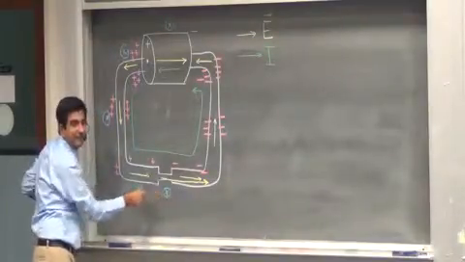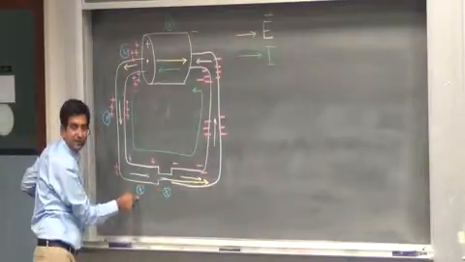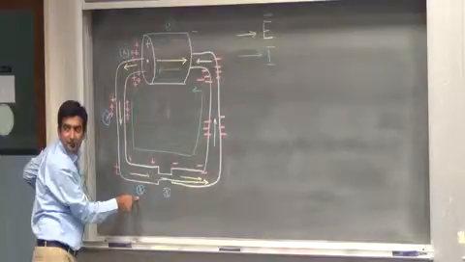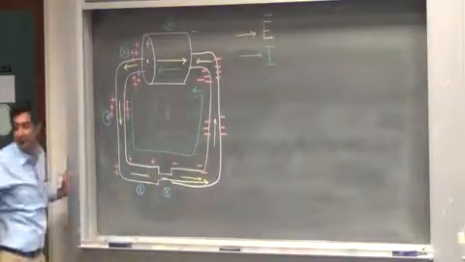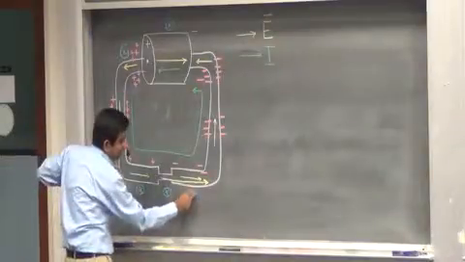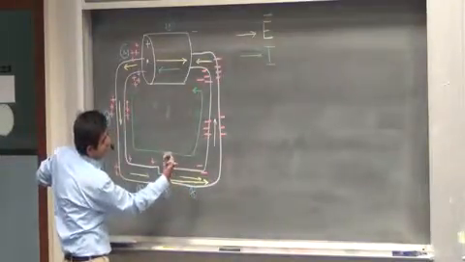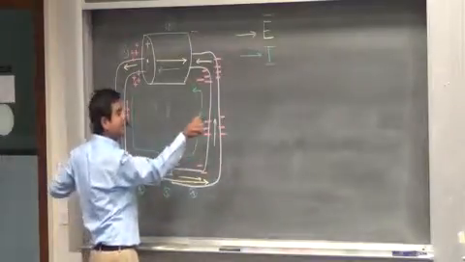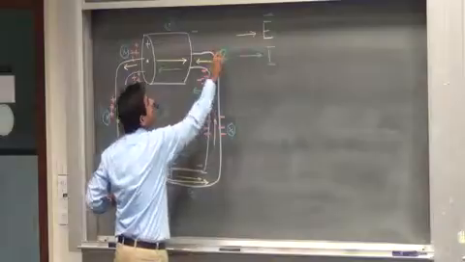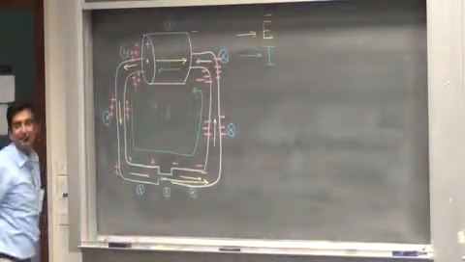Is this magnetic field the same magnitude as this magnetic field? Yes, because it is the same current. So I'm drawing the magnetic field in the immediate vicinity of the outer periphery of these wires.